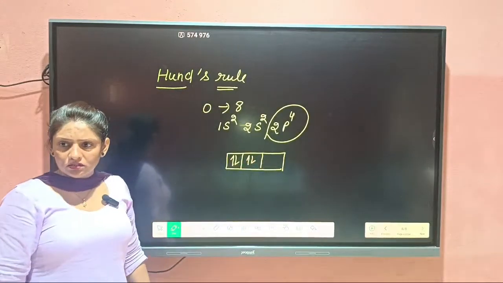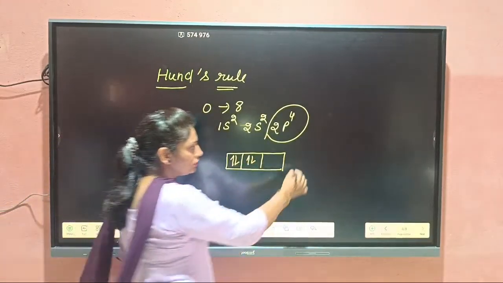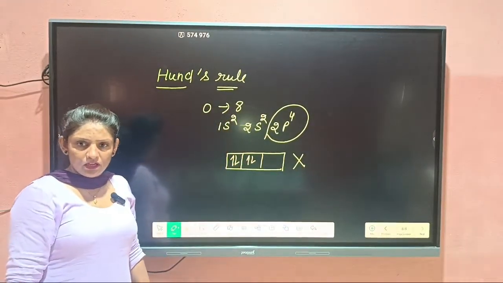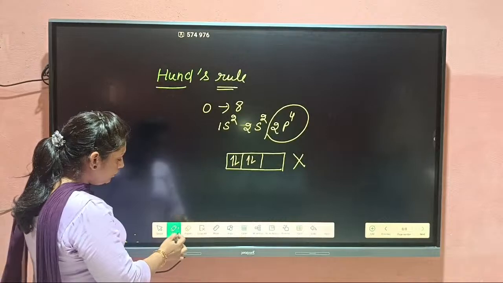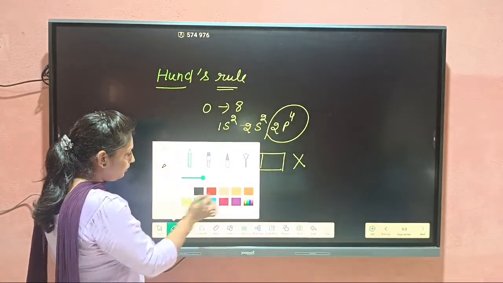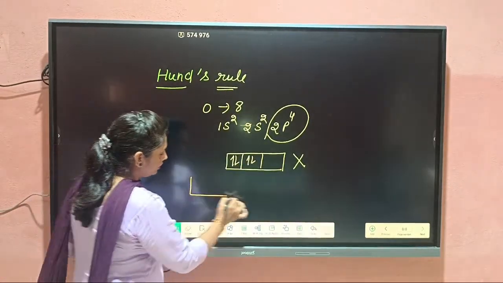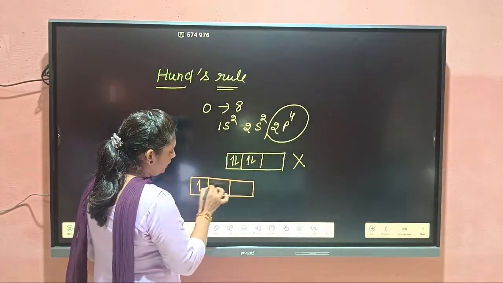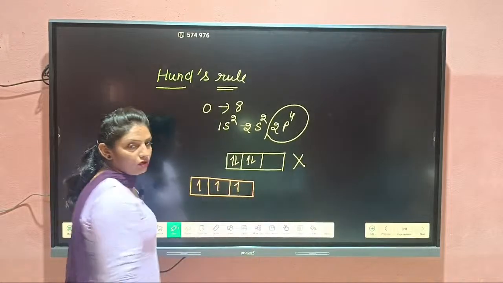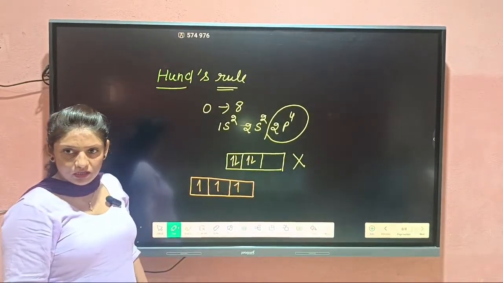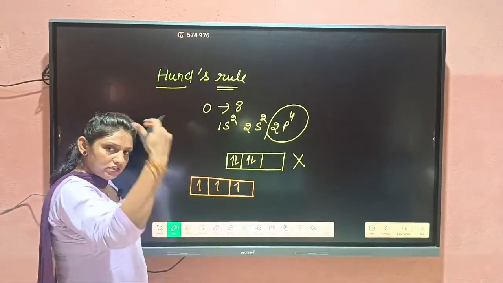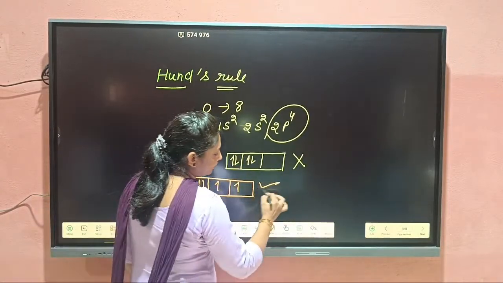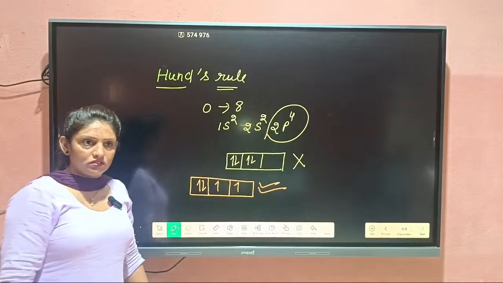Can we fill the electrons in this way or not? No. This is not the right way to fill the electrons. According to Hund's rule, first of all, we will fill the orbitals singly. First of all, we will fill a single electron in all orbitals. Then we will start to pair. So this is the right way for filling the electrons.